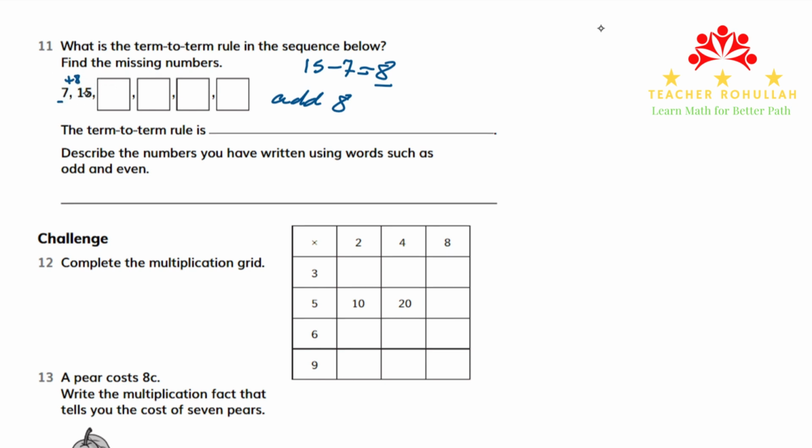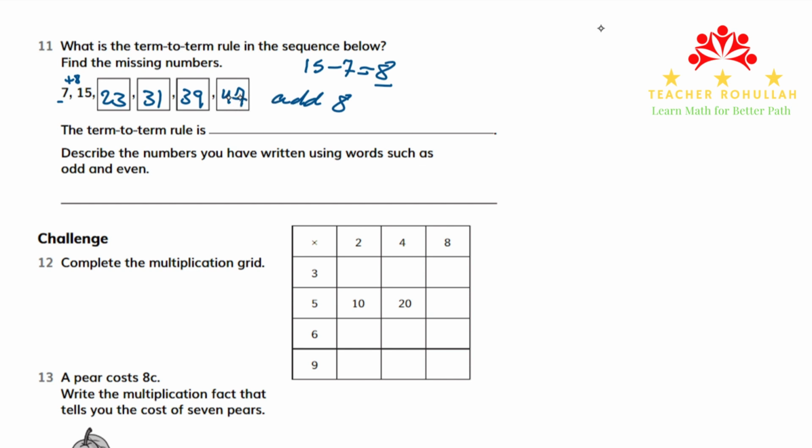So 7 plus 8 is 15, and 15 plus 8 is 23. 23 plus 8 is 31. 31 plus 8 is 39. 39 plus 8 is 47.